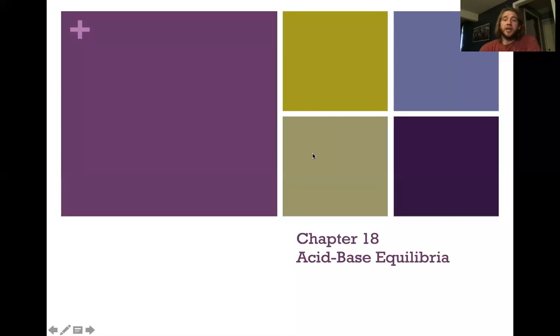So chapter 18, we're looking at more equilibrium. Good news, same math, products over reactants. Boom, got it. We're just going to be applying it to a very specific class of chemical reactions. Here we're actually looking at our acid and base chemistry. And we've seen acids and bases before, but now armed with what we know about equilibrium, we can be a little more specific as to what's going on.